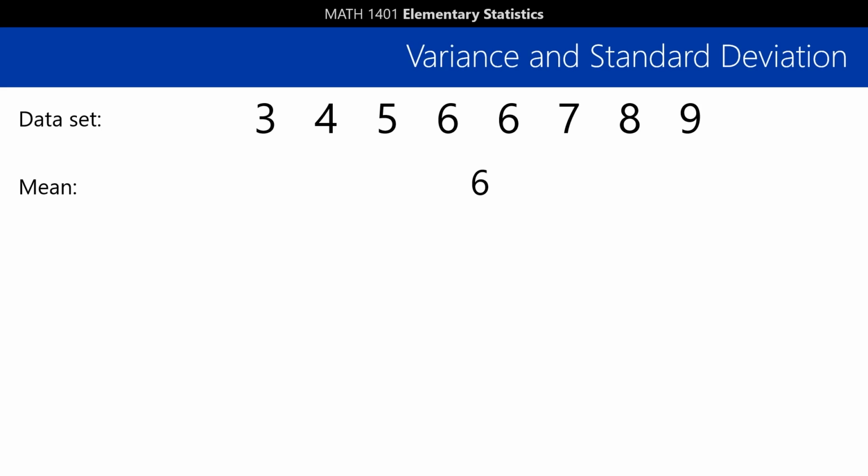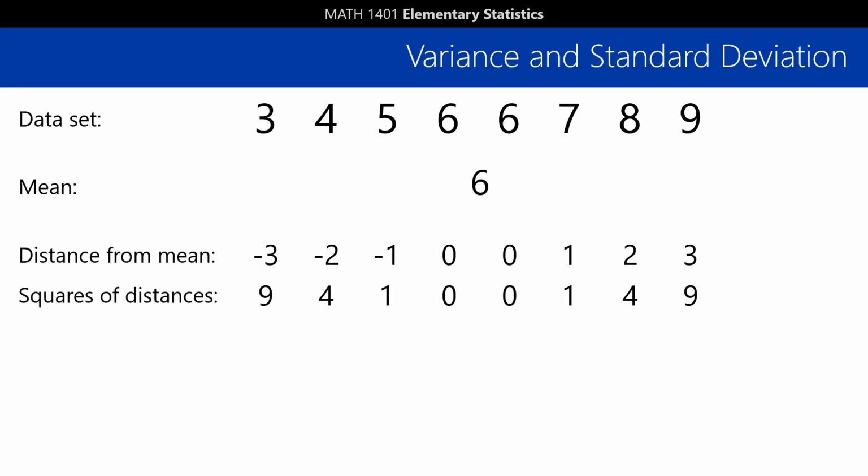Then we see how far away each data point is from the mean. For example, 4 is 2 below the mean of 6. We could write this as -2 to show that it's below the mean. But actually, the negative numbers won't really matter much anyway, because in the next step, we square all of those distances, which makes everything positive anyway.